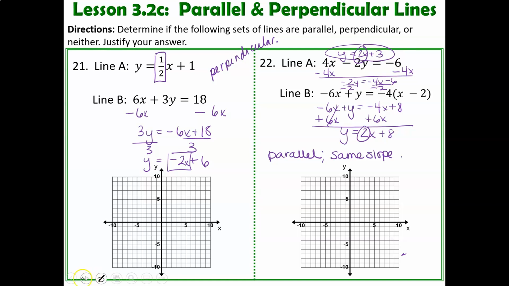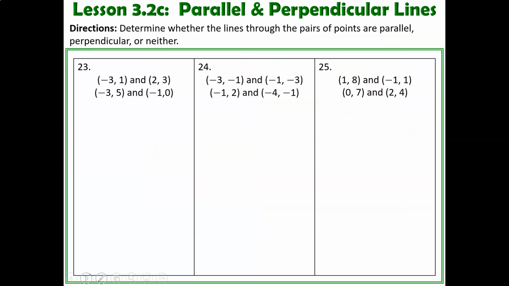All right, let's go on to this next part. We have to do a little work here. We have to use those 2 points to find the slope of each set of points, and then we can tell if they're parallel, perpendicular, or neither. So I'm going to use the wine glass formula. So I'm going to take 3 minus 1 over 2 minus negative 3, which gives me 2/5 for this one.